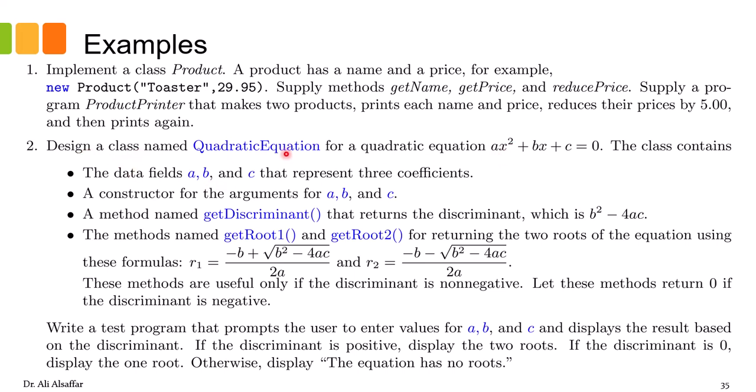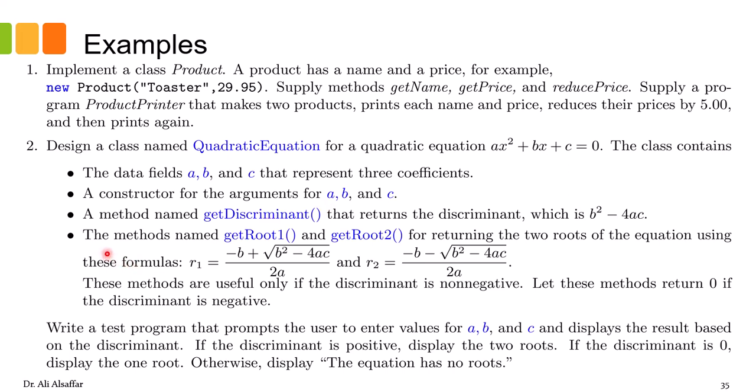So we will define a class called QuadraticEquation. And inside it will have three data fields, a, b, and c, which represent the coefficients. And also it will have a constructor that takes as arguments and initializes the class with a, b, and c. So when the user wants to create an object from this class, they are supposed to supply the values for a, b, and c. Also, we need a method inside called getDiscriminant, and that returns the discriminant, which is b squared minus 4ac. And remember that this expression is supposed to be inside the square root, so it's called the discriminant.